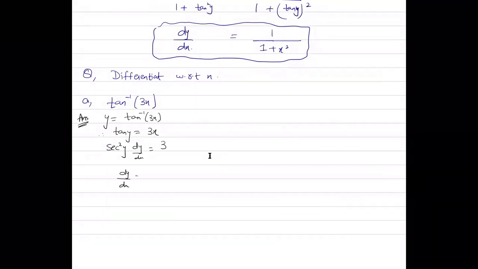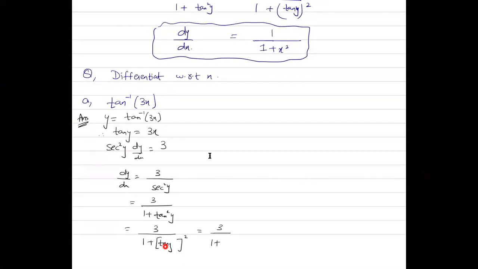So dy by dx comes out to be 3 upon secant square y, and repeating the same step, secant square y can be written as 1 plus tan square y, which is the same as saying 3 over 1 plus tan y, the whole thing squared. What was tan y equal to? 3x. So that would mean 3x, the whole thing squared. So the end result comes out to be 3 over 1 plus 9x square.